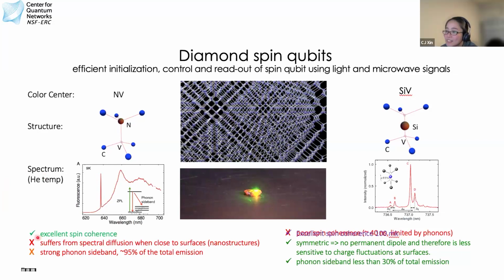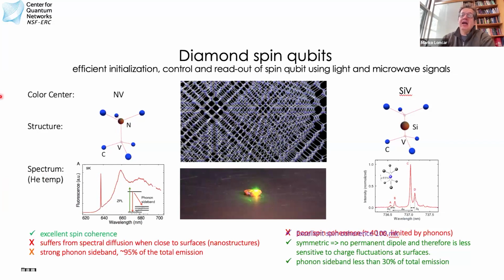Spin qubits are another very interesting source of single photons, but in particular, they're interesting not only as a source of single photons, but actually as a quantum memory. And so this was going to be animated, but unfortunately it is not.